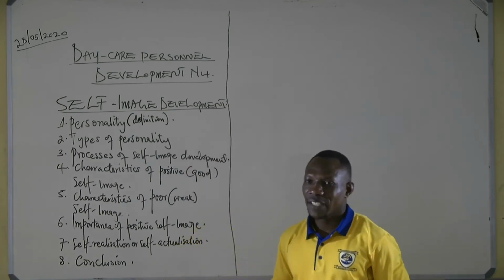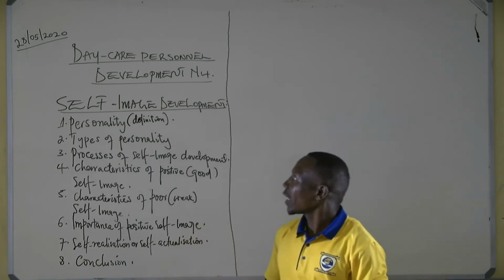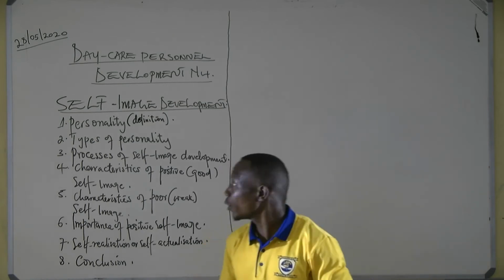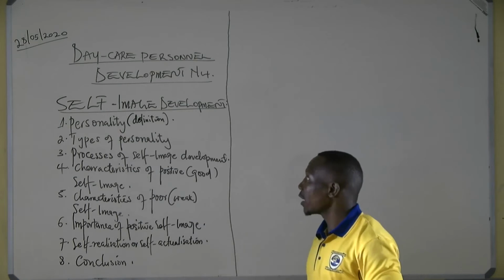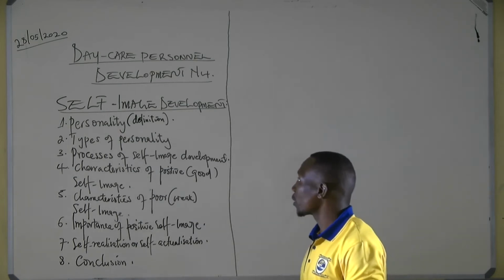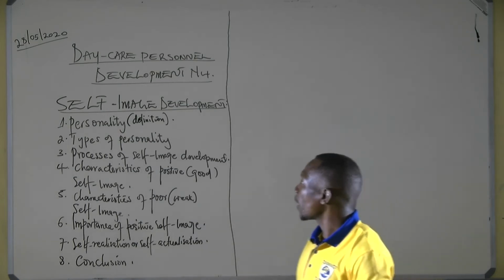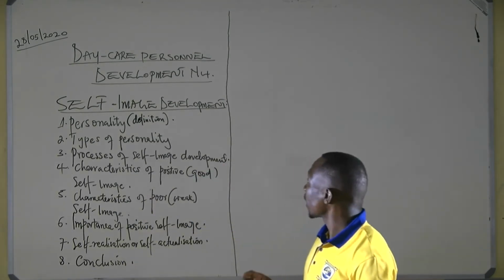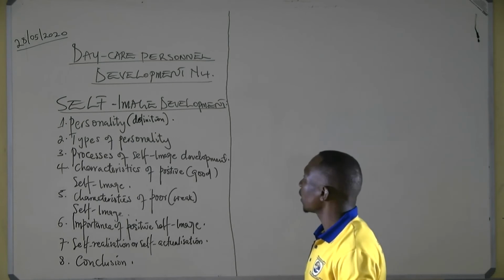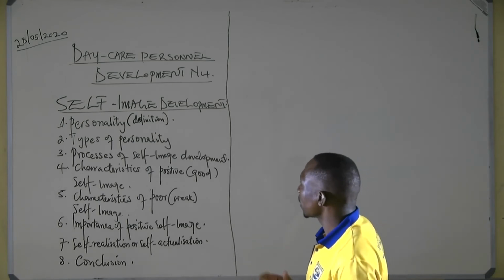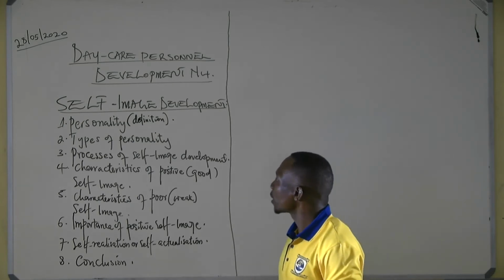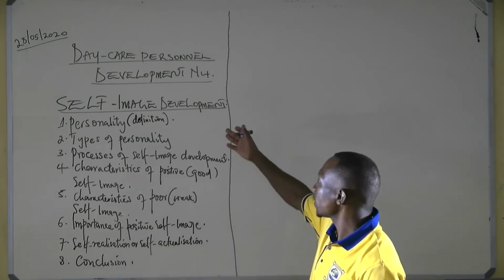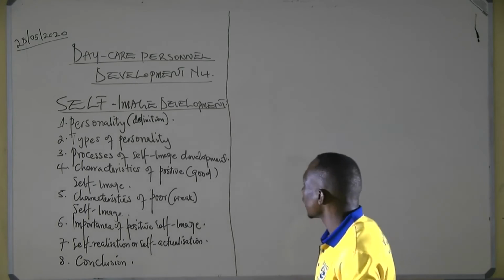My name is Michael. I'm a lecturer in DayCare Personal Development N4 and also some other subjects within DayCare as a course. I'm here today to take you through DayCare Personal Development, specifically focusing on self-image development as a topic, and this is module 6.